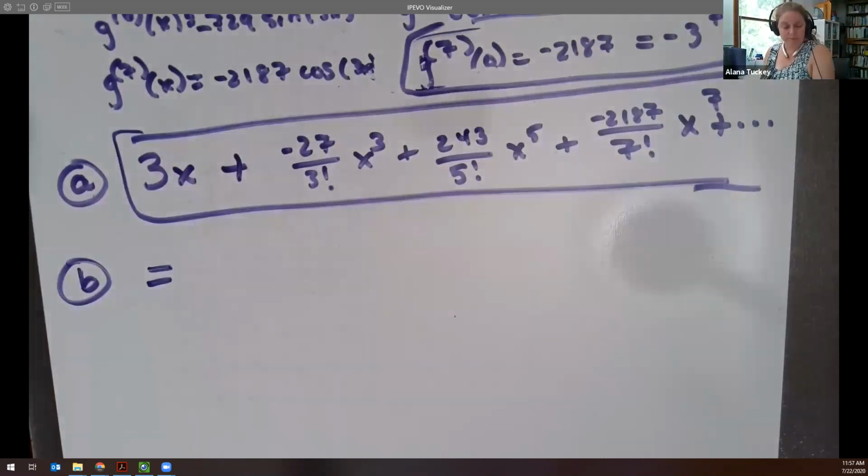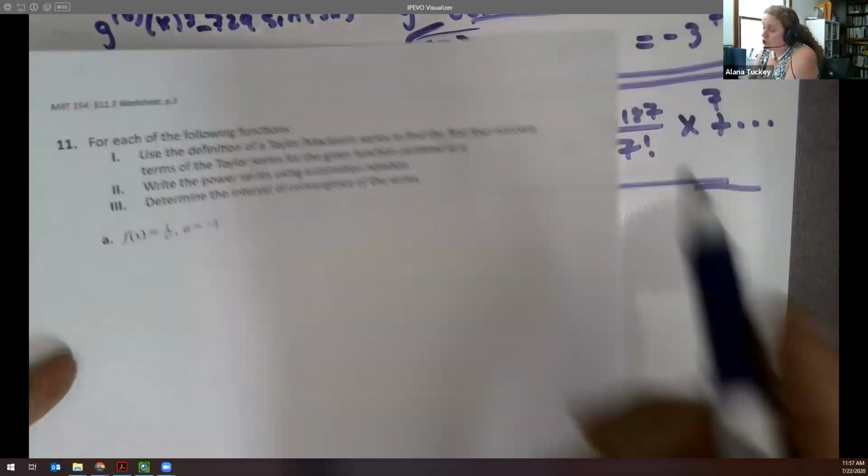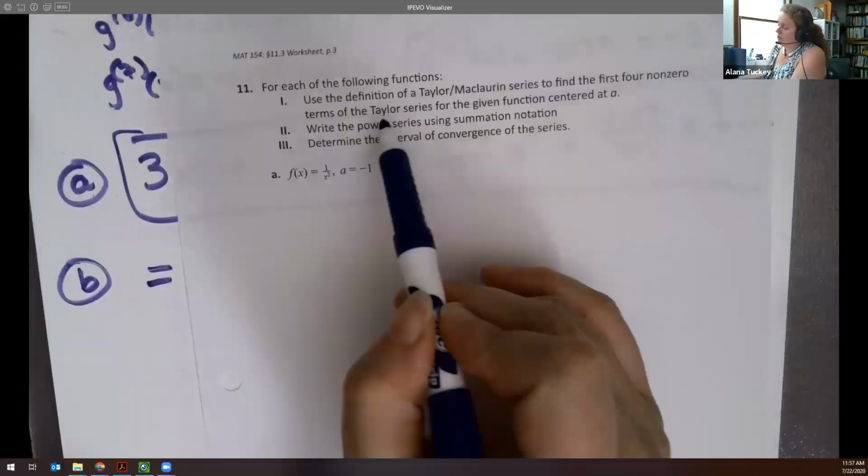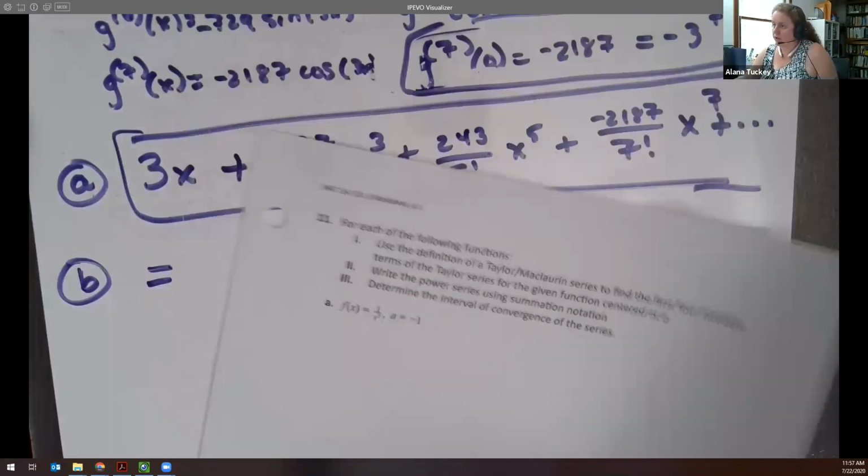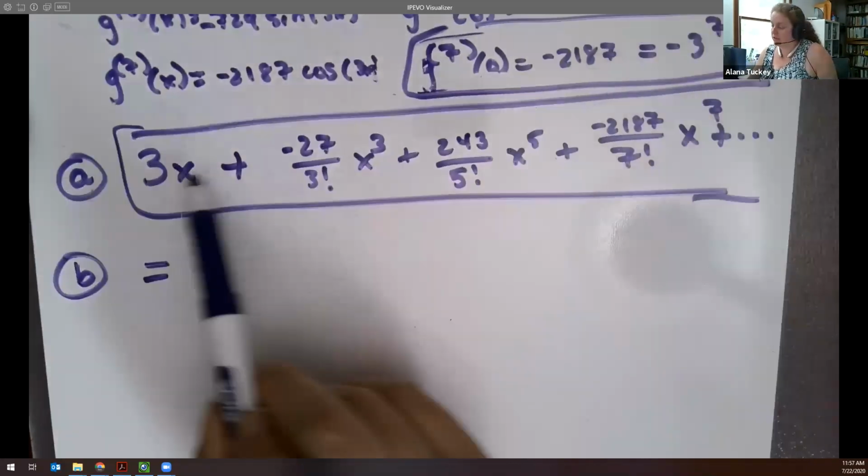Now I'm curious. I lost it. Yep, that's what it was. Write out the first 4 non-zero terms of the series. So the coefficients are up here, but these are the terms of the series. So this is the answer to A right here.